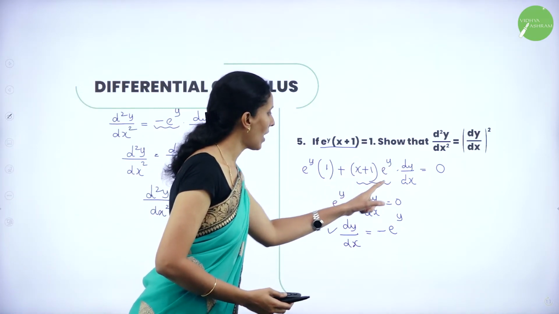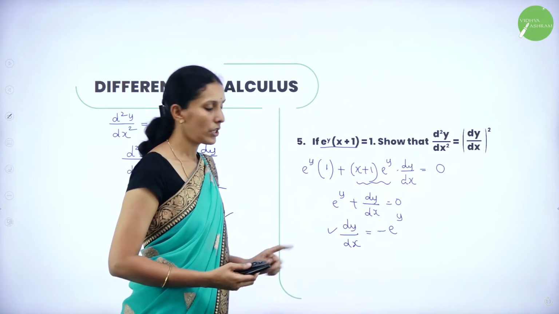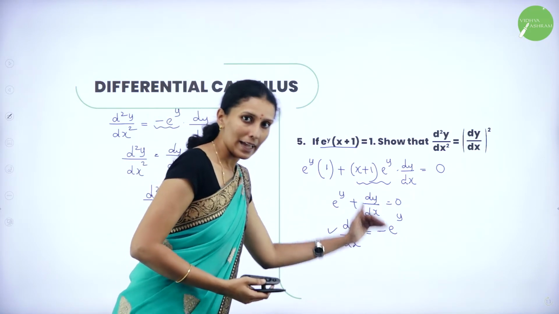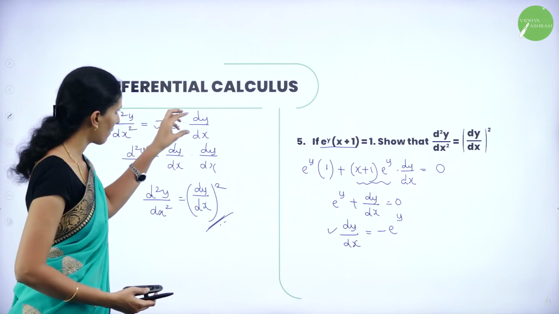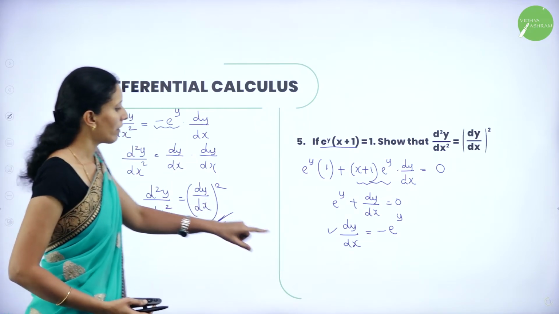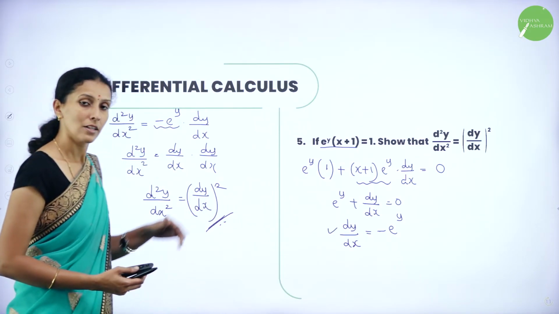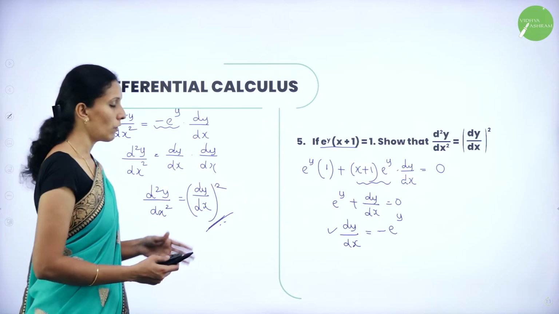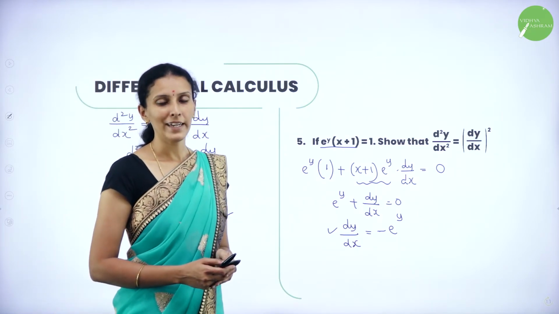Just replace the value x equal to 1 according to the equation, shift e power y. Again differentiate, you will get e power y only. So minus e power y can be written as dy by dx. From the equation again, you will get the square of dy by dx.